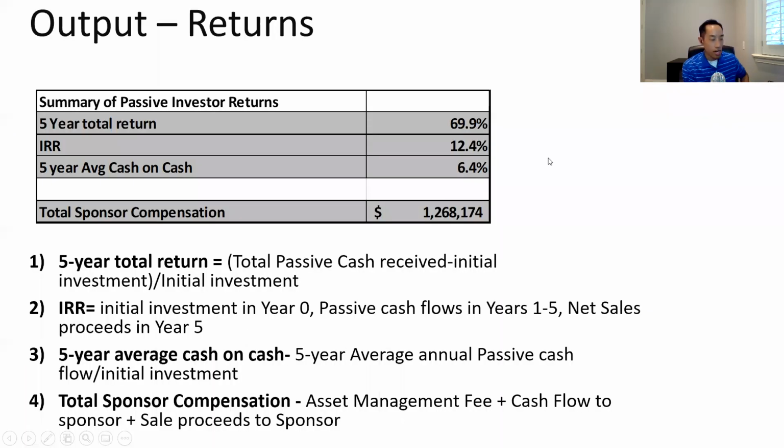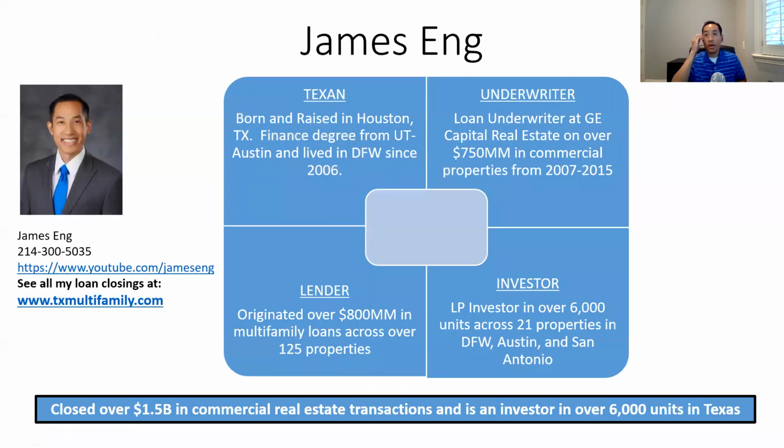And then my background is number one as a Texan, born and raised here in Houston, and then went to school in Austin, and lived in DFW since 2006. I've been an underwriter, a lender, originating over 800 million in multifamily loans, invested in close to 6,000 units over 21 properties in DFW, Austin, and San Antonio.